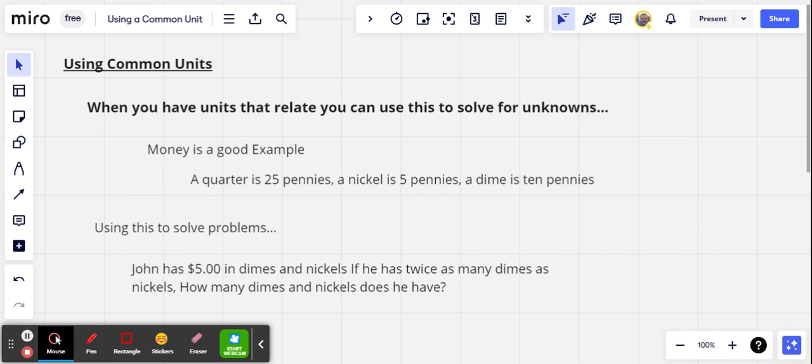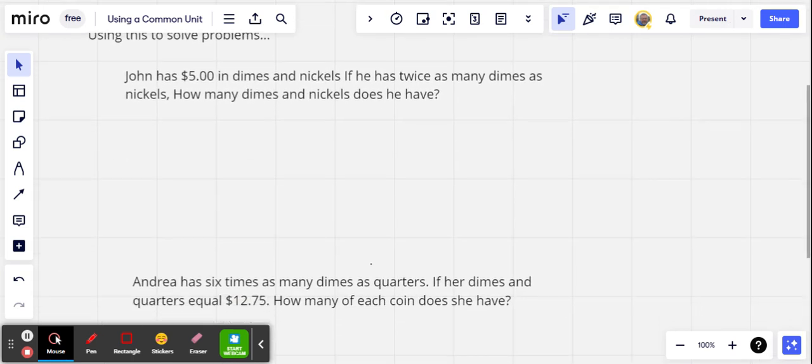The example we're going to use here is money, and money has a lot of relationships, like there's 5 nickels in a quarter, there are 10 dimes in a dollar, and there's 10 pennies in a dime, 5 pennies in a nickel, 25 pennies in a quarter. So we're going to use that to help us solve for an unknown. So here's how it works.